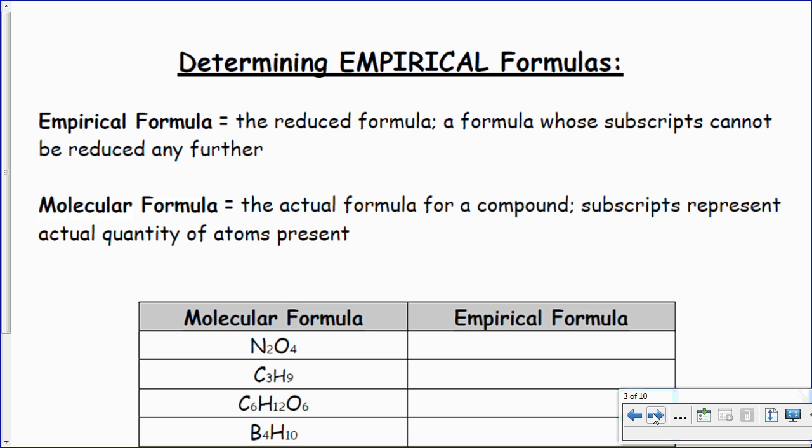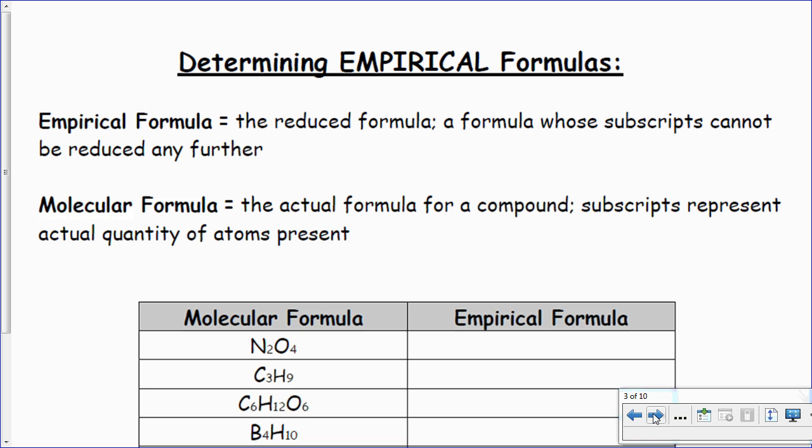A molecular formula is more representative of what the actual compound is. Subscripts represent actual quantity of atoms present. Why do these things exist? Well, originally we used the empirical formula to figure out the molecular formula using the masses and moles of the chemical elements that are involved. So it's kind of a really involved process. Elemental empirical analysis is what was done many, many years ago to figure out the chemical formulas of these compounds that we see every day.